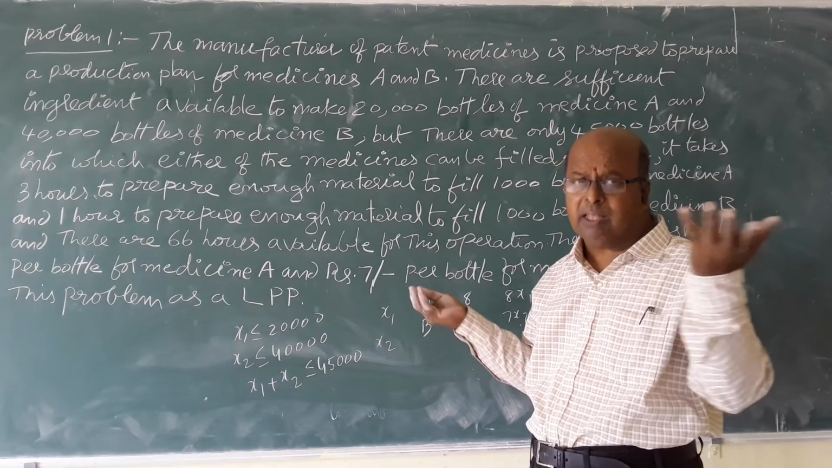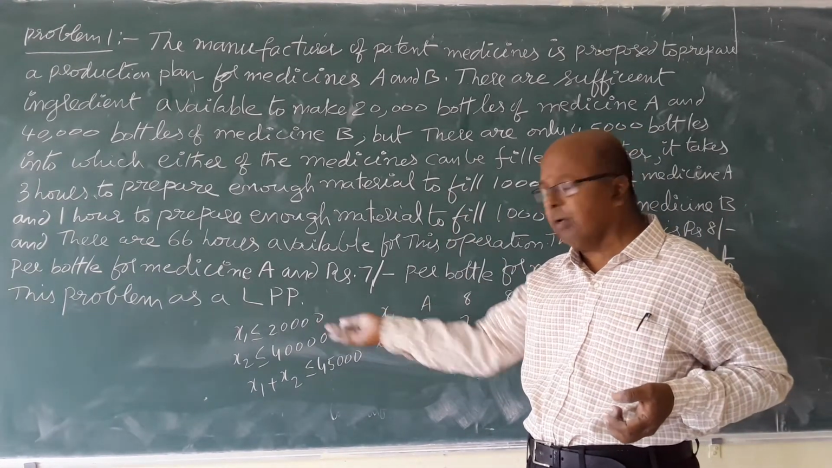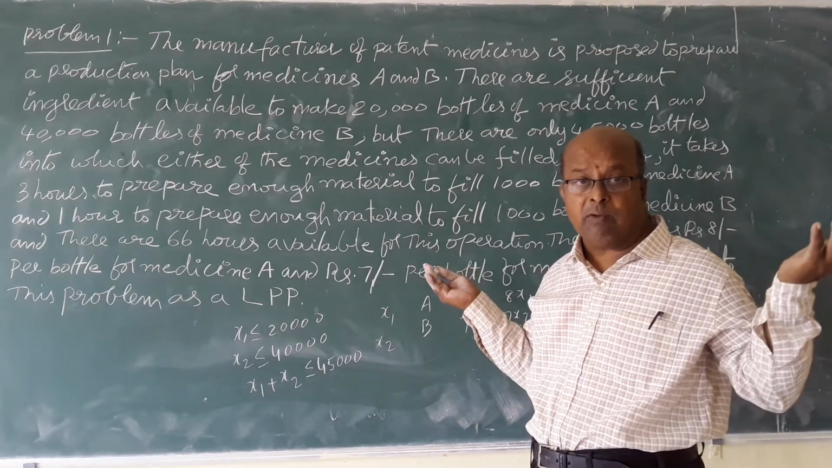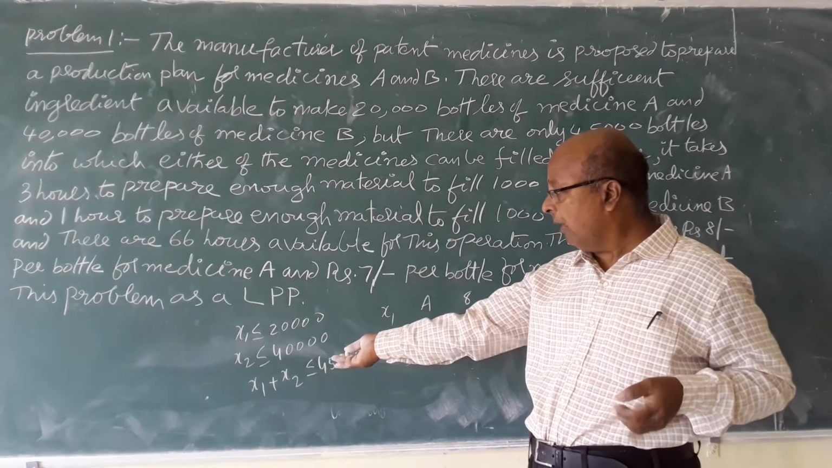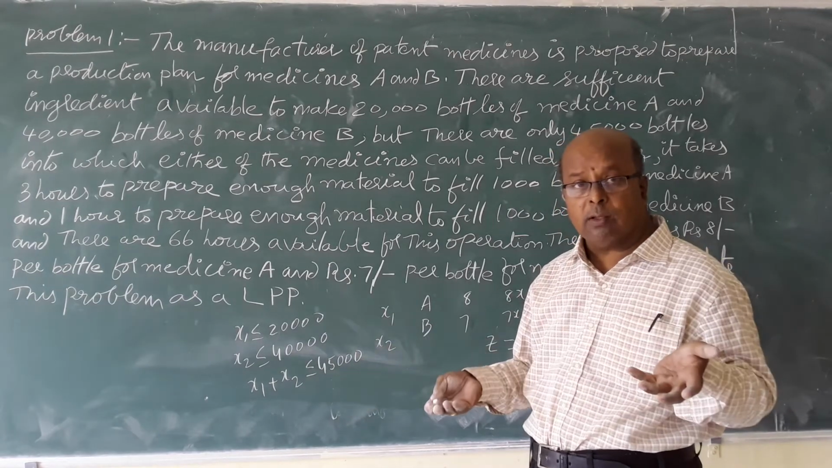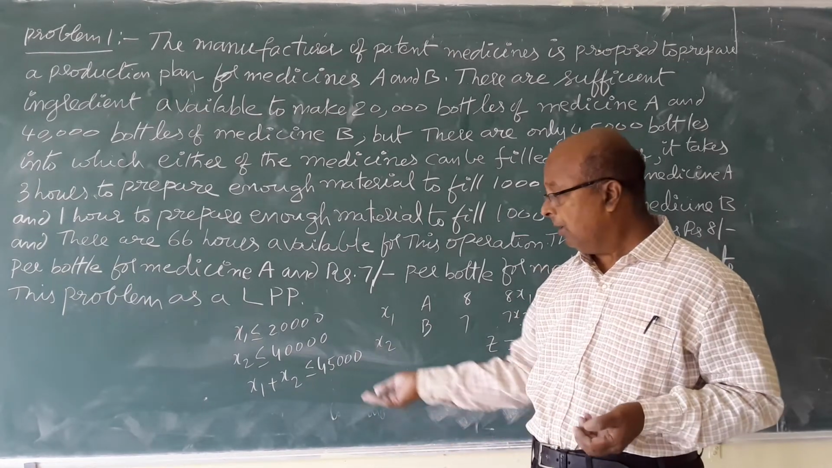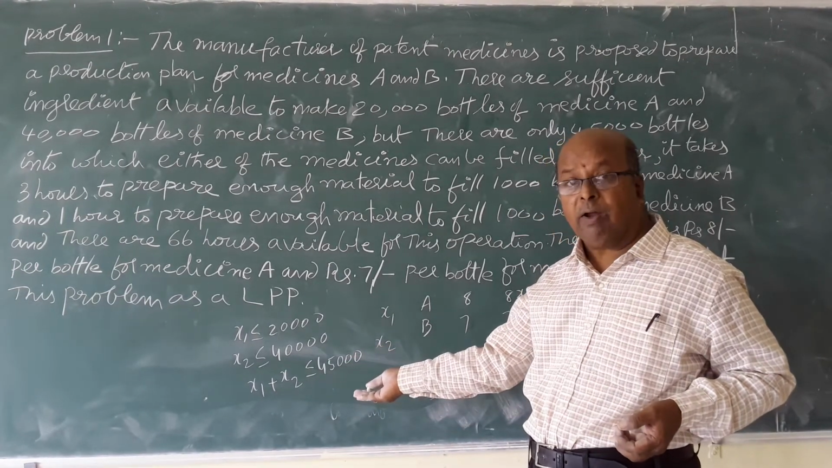Medicine A bottles maximum 20,000 means x1 is less than or equal to 20,000. Medicine B bottles maximum 40,000 means x2 is less than or equal to 40,000. Both 45,000 means x1 plus x2 is less than or equal to 45,000.